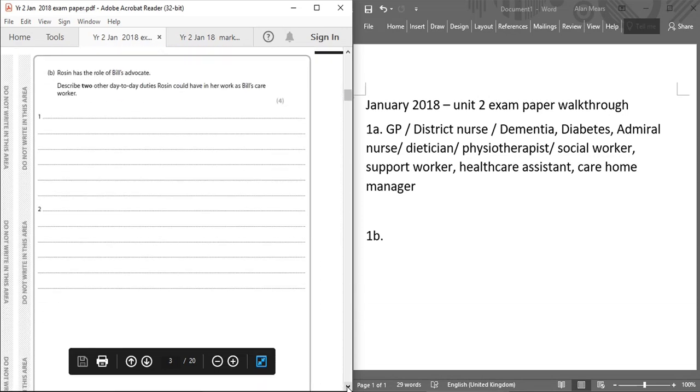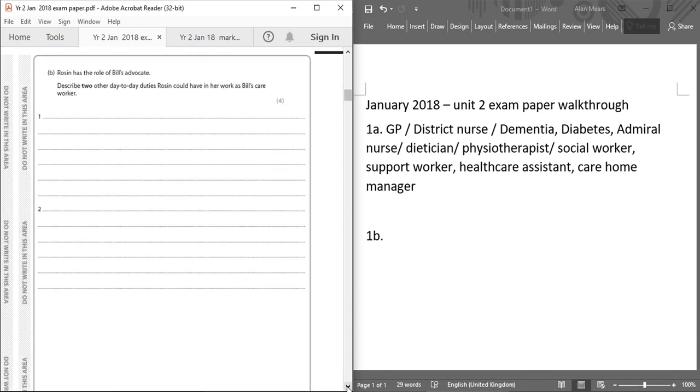Now, section B, or question 1B. This talks about Rasheen as the role of Bill's advocate. So it did mention in the case study, she's acting as his advocate because he has communication challenges. And it says, describe 2 other day-to-day routines Rasheen could have in her work with Bill. So it's a 4-marker. We're identifying 2 things.